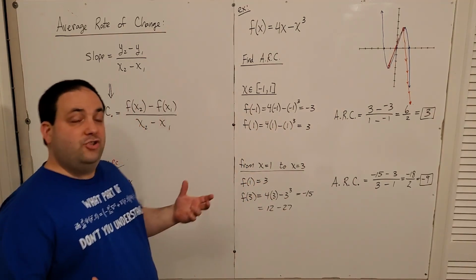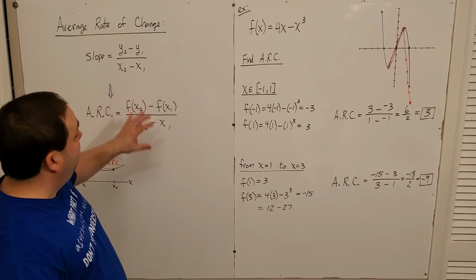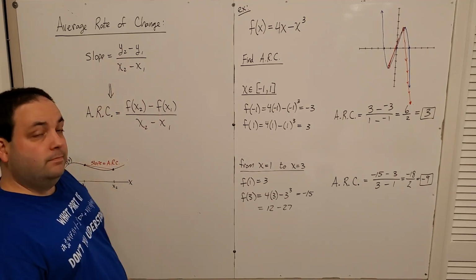But average rate of change is just slope. Okay? Keep that in mind. Same formula. Looks fancier like this, but same. Okay?